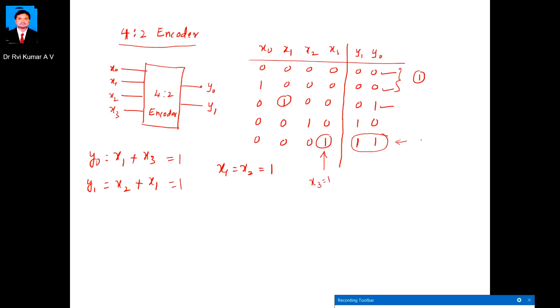But this is the wrong output when you give x1 and x2 as 1. So these are the two problems we are facing in the basic encoder. How do we overcome these two problems? To do that, we implement the functions by using a priority encoder.